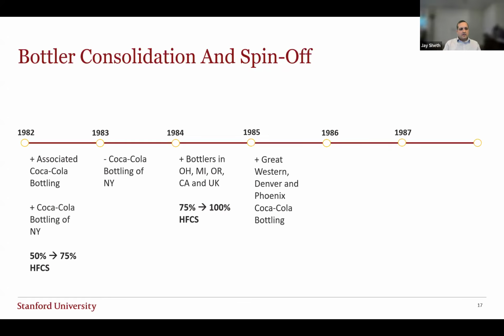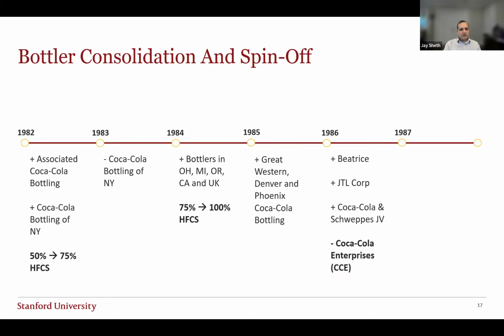In '85, they bought a few more bottlers. In '86, they actually bought Beatrice and JTL, John T. Lupton, two large bottlers. And then they also entered into a JV with Cadbury Schweppes in the UK to create Coca-Cola and Schweppes JV bottling in the UK.